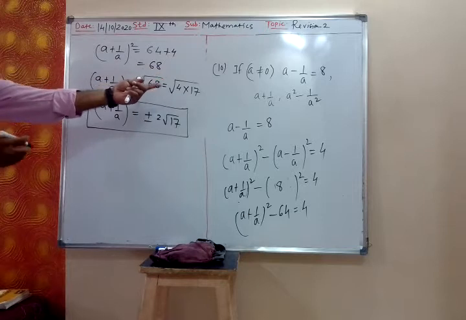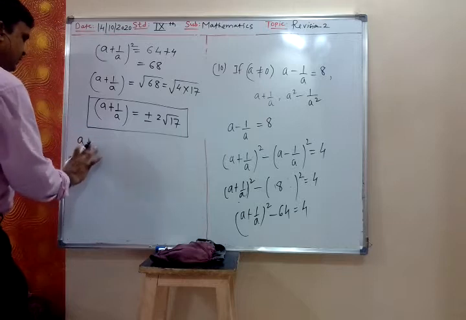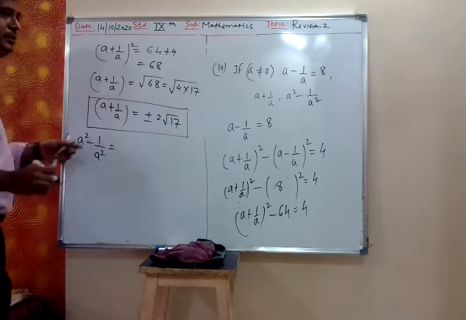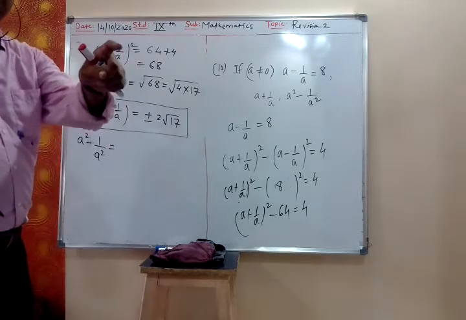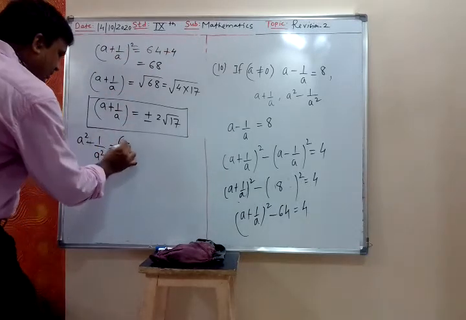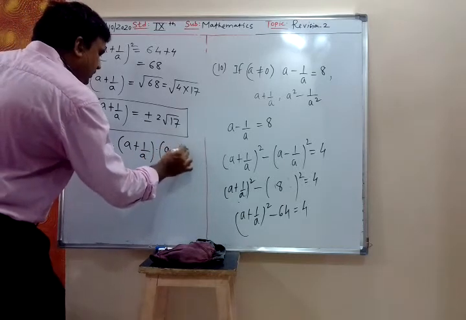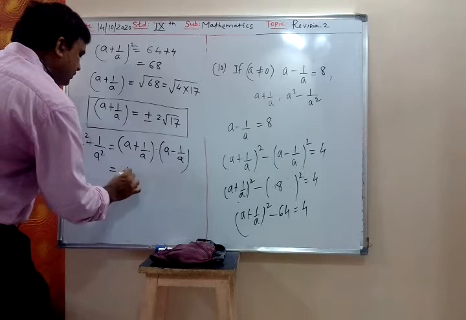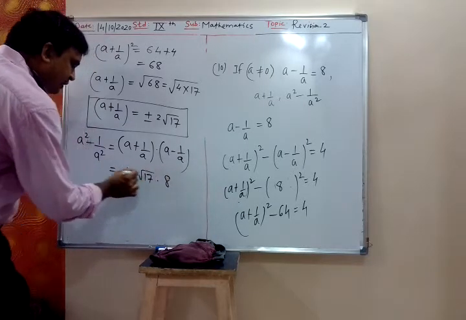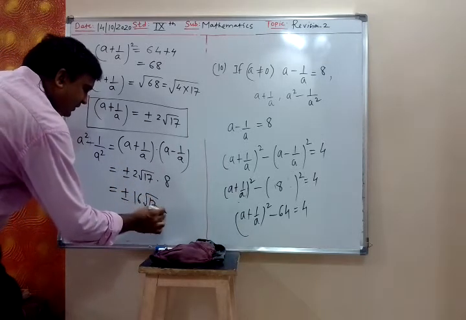Now it is asked, what is a square minus c? A square plus 1 upon a square minus 1 upon a square is the same as a square minus b square. What is a square minus b square? A plus b into a minus b. Are you getting? So a plus 1 upon a into a minus 1 upon a. Now we know the value of a plus 1 upon a, plus minus 2 root 17, into a minus 1 upon a is 8. So 8 into plus minus 2 root 17, that is plus minus 16 root 17 is the answer.